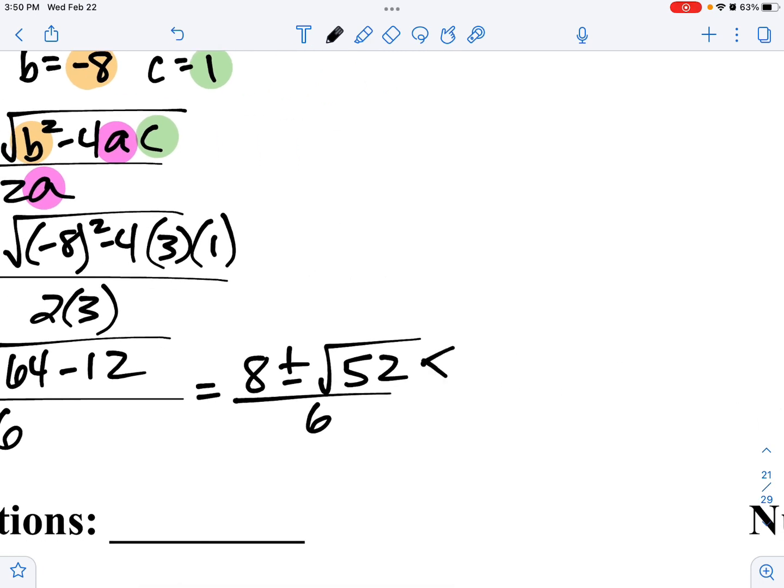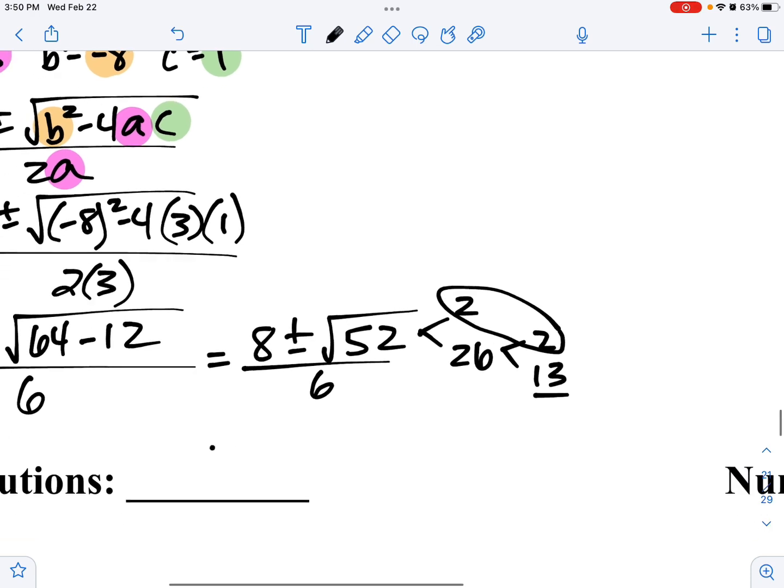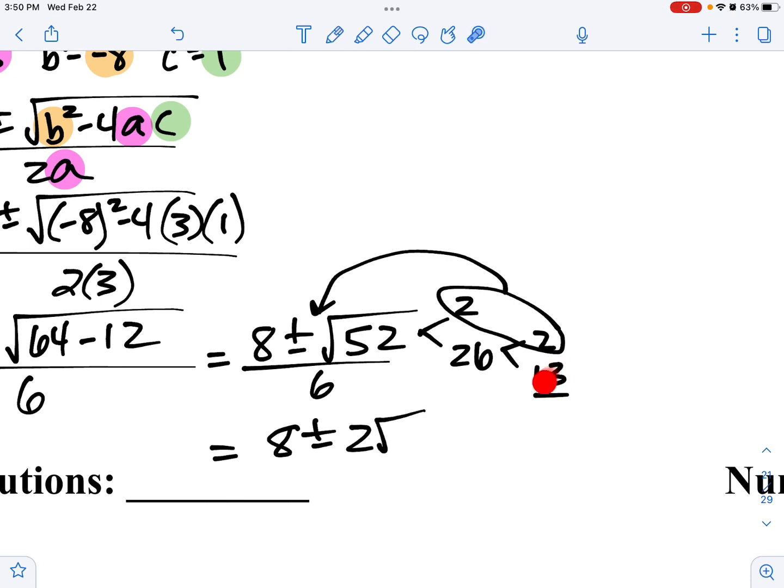Let me see if I can break down 52. It's 2 and 26, which makes 2 and 2 and 13. Interesting. I found a group of 2. 13 does not break down anymore, so it's going to have to stay like that. So I'm going to write 8 plus minus. Let's see, what number came out? The 2 came out. This 13 has to stay in. I just broke down my radical sideways. And I still have this 6 in the bottom.